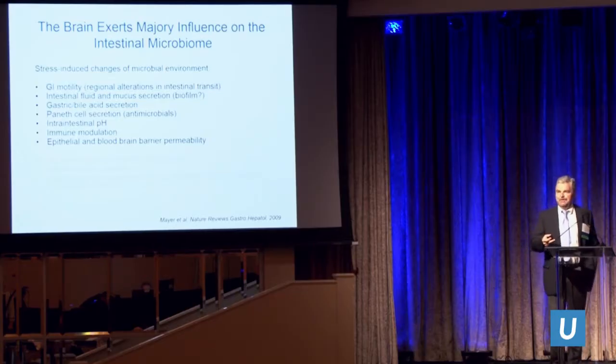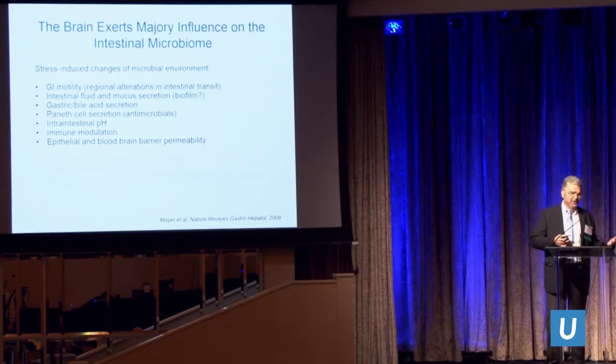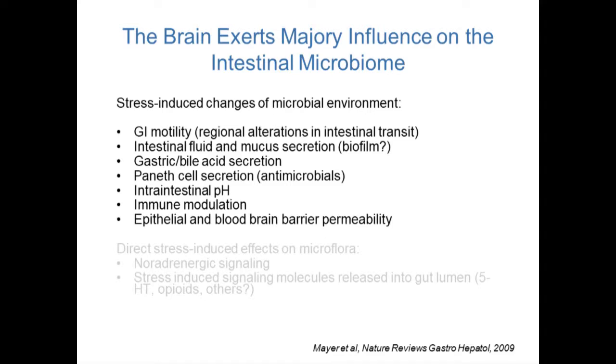Now, we talked a lot about how the brain can talk, how the microbes can talk to the brain. It goes the other way as well, and this may be equally, if not more important. So there's stress-induced changes of the microbial environment or the context. From many studies, we know that stress can change regional GI motility, slowing it down or accelerating it, fluid secretion, mucus secretion, and many other things that I'm listing here.